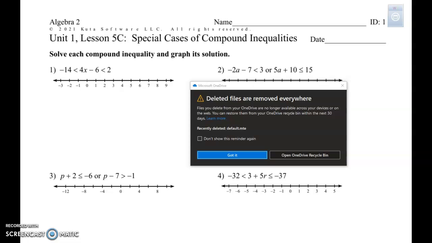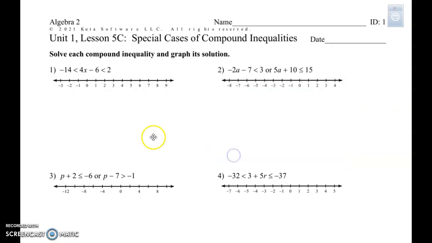All right, we are looking at an actual extra lesson that goes with lesson 5. So we're going to call it lesson 5C. It's special cases of compound inequalities. When you're solving some compound inequalities, sometimes you don't actually get an answer, or you could get a special case. So we're going to look at these first 6 together, and then after those first 6, you're going to try the last, I think, 9 on your own.